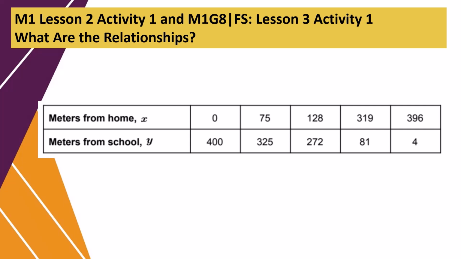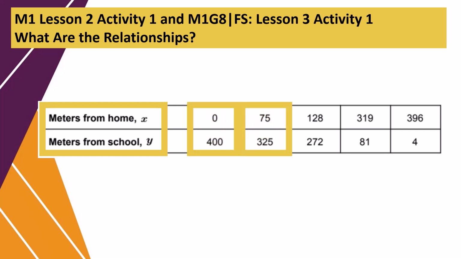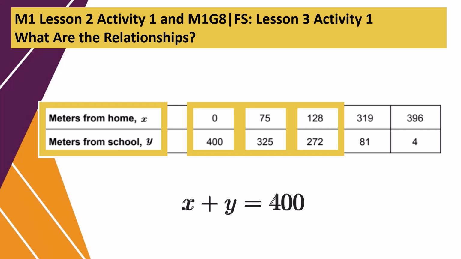In the next lesson, students are presented with a table of related quantities, where students may reason with the context. They look for a relationship between the distance from home and distance from school. Students consider operations to connect the two quantities. Since the distances total 400 meters, then the relationship can be expressed by the equation x plus y equals 400.